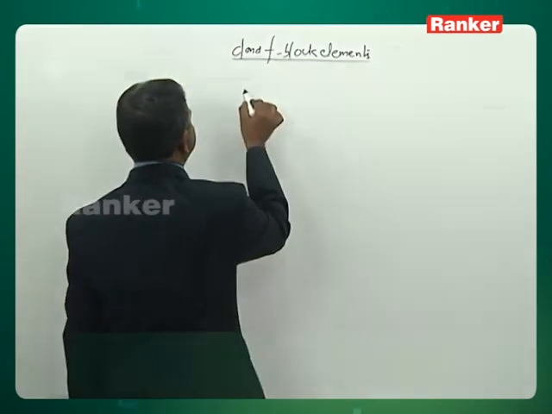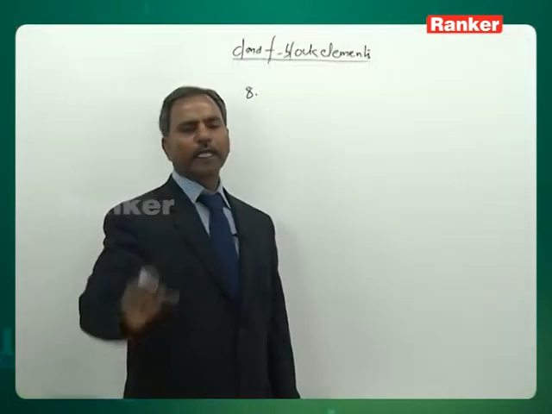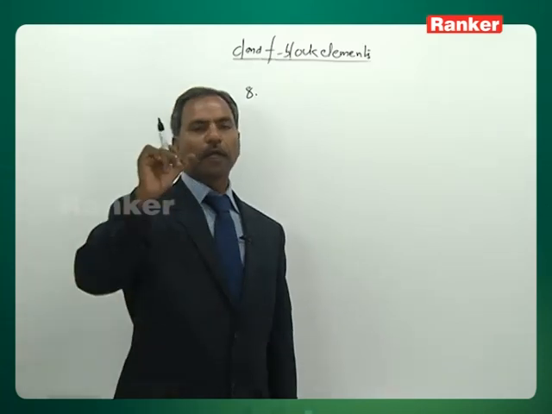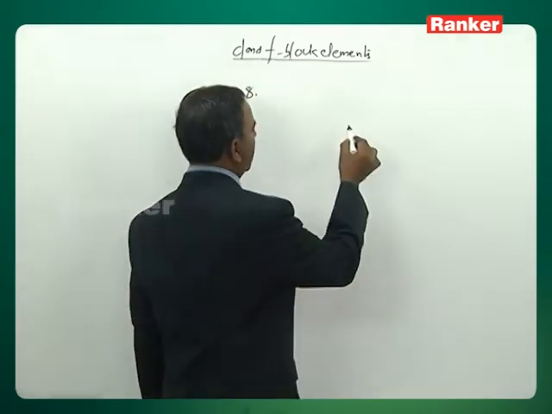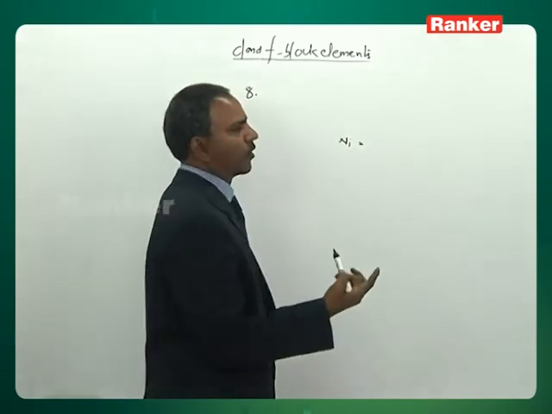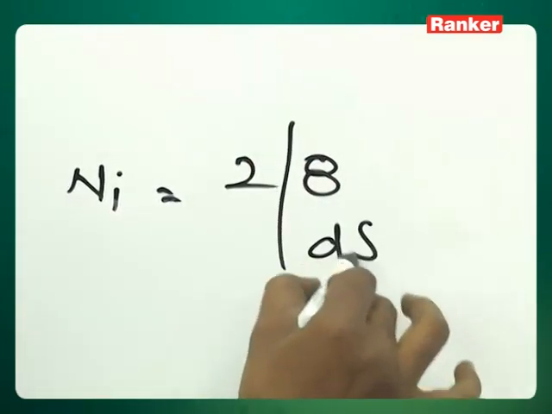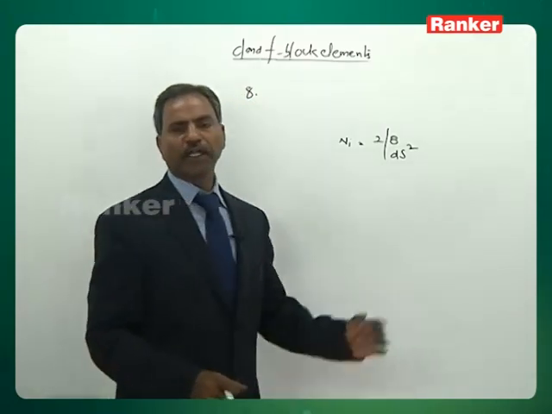Coming to the eighth question: which of the following possesses the same number of unpaired electrons as in Ni+4? Option A vanadium, option B chromium, option C Mn+3, and option D Fe+3. First you have to check nickel plus 4. How many unpaired electrons are there in Ni+4? I have already given you an easy way of locating the number of unpaired electrons. Nickel is 28. Put a line in the middle, then it will be d8 s2.